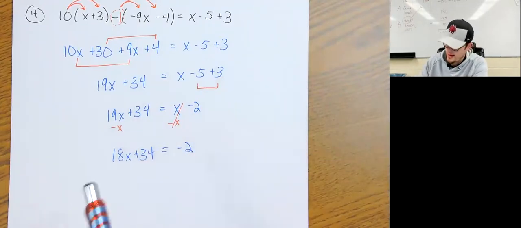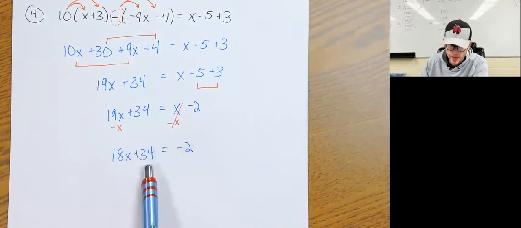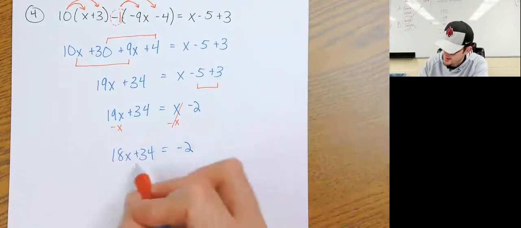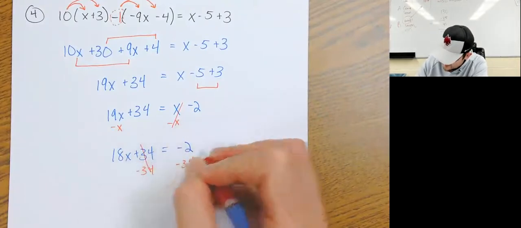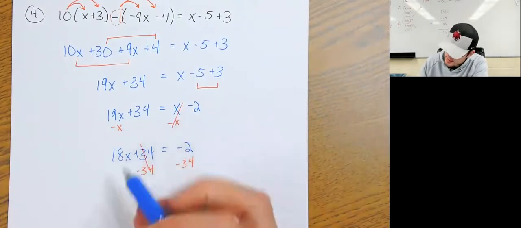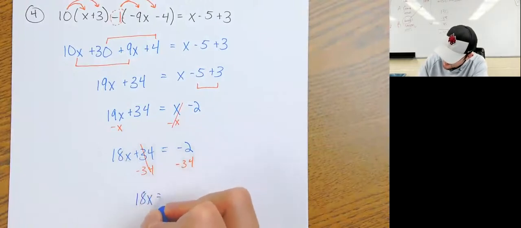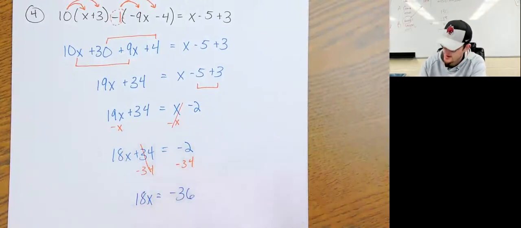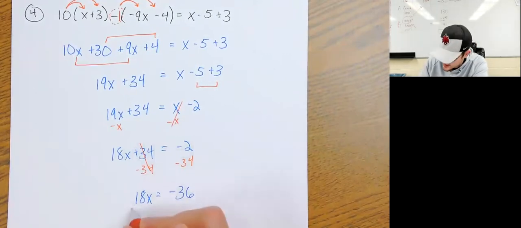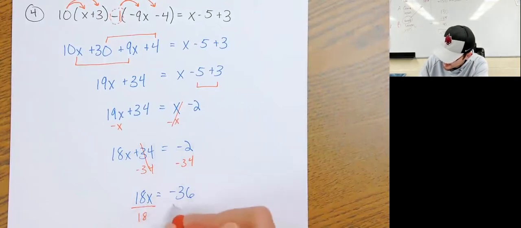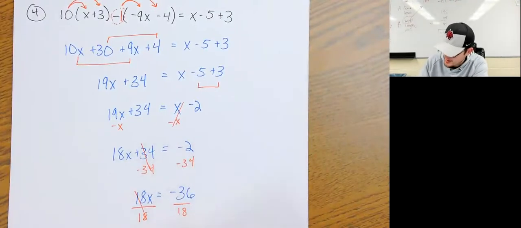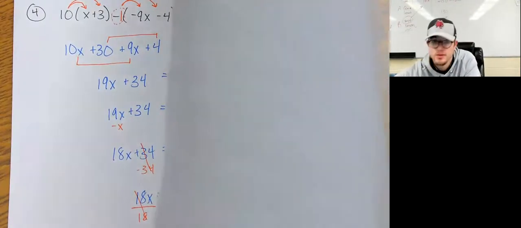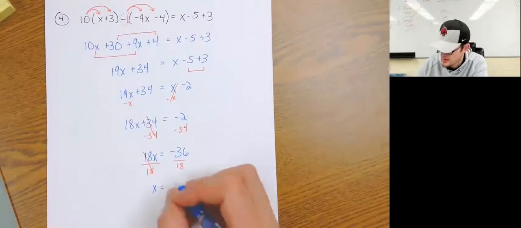All right, now I have my x's. I don't want this term. I don't want positive 34 there, so I'm going to get rid of that. So minus 34. It's going to cancel out, minus 34. So I get 18x equals negative 36. All right, down to the last step. I don't want this multiplication here, so how do I get rid of multiplication? With division. So divide both sides by 18. That cancels out there. And I get x equals, zoom out 1, and I get x equals negative 2.